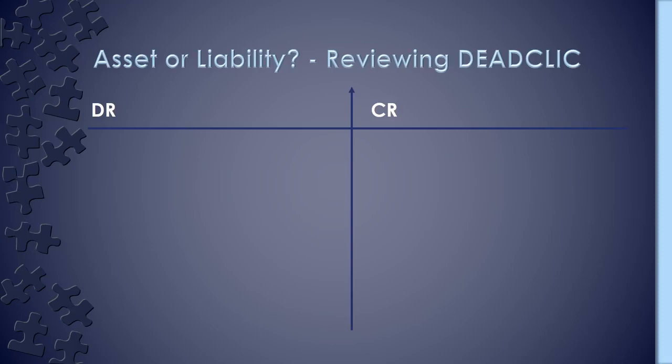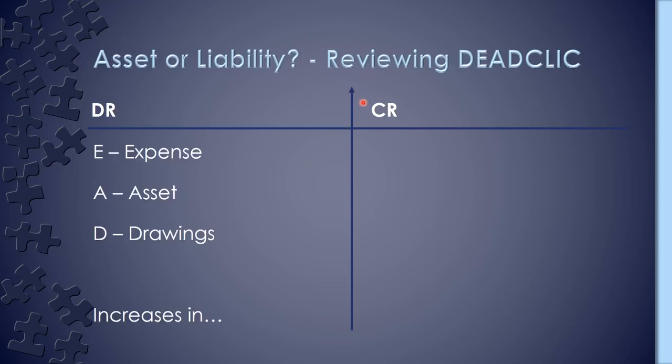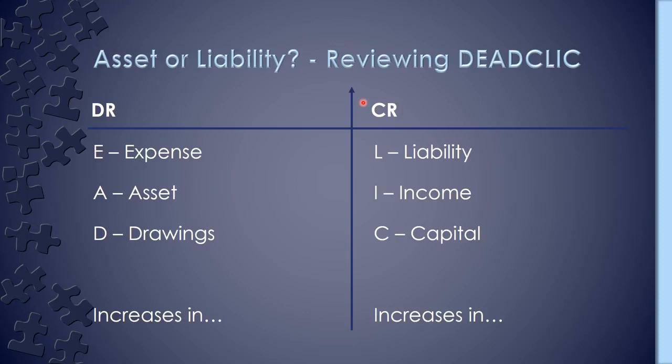And the one thing that I've always done in my T accounts is I always put this little arrow up here. And this was one thing that really helped me when I was first learning about T accounts and double entry. And it just helps to solidify what it is that you're looking at and how this actually works. So let's remind ourselves of what DeadClick means. On the debit side, we have our expenses, we have our assets, and we have drawings. And on our credit side, we have liabilities, income, and capital.